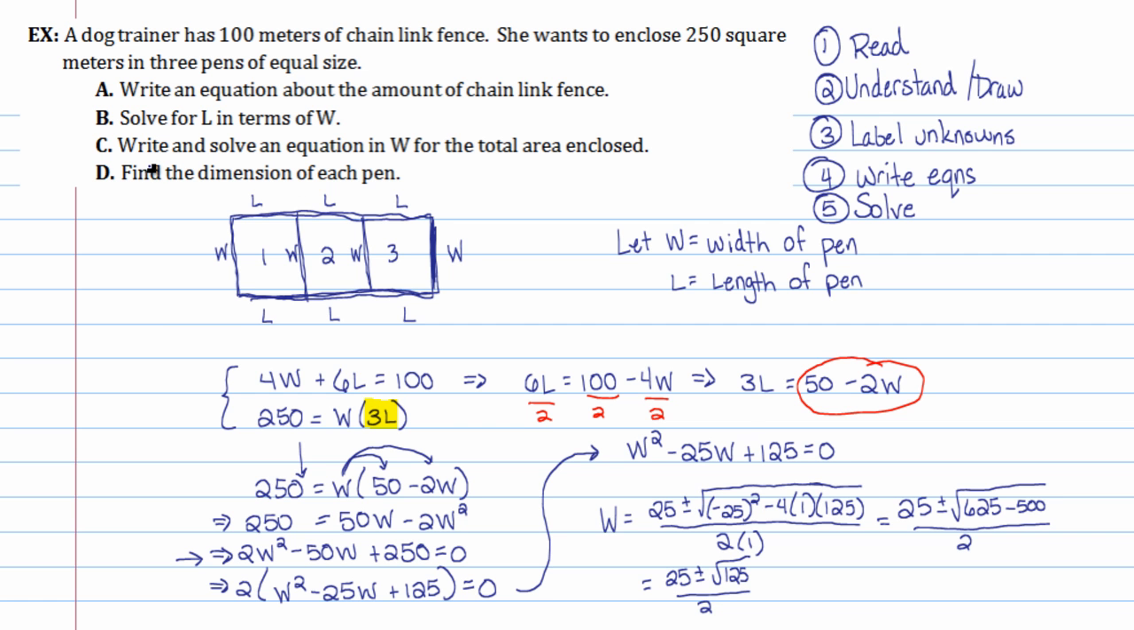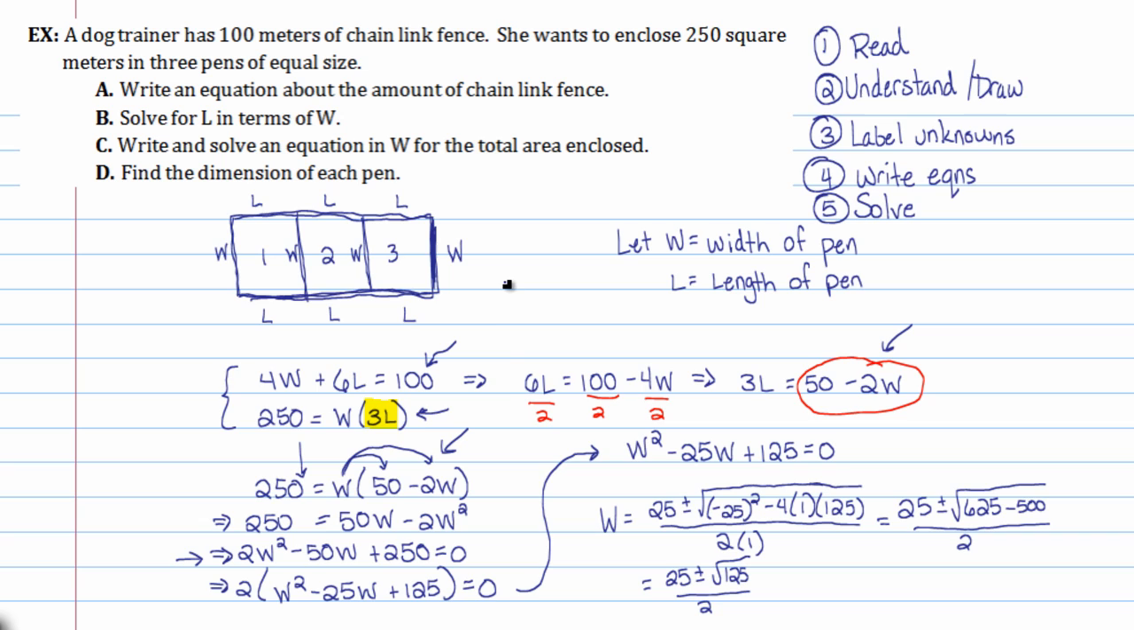Now notice there are other things here in this question, like write an equation about the amount of chain link fence. That's this one right here. Solve for L in terms of W. That's what we kind of did here. Write and solve an equation for L for the total area. That's what this is here, and that's what this is there. And find the dimensions of each pen.